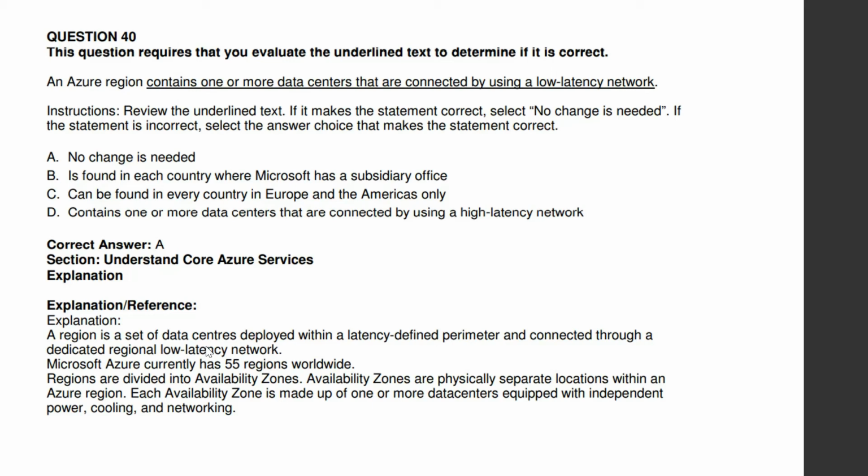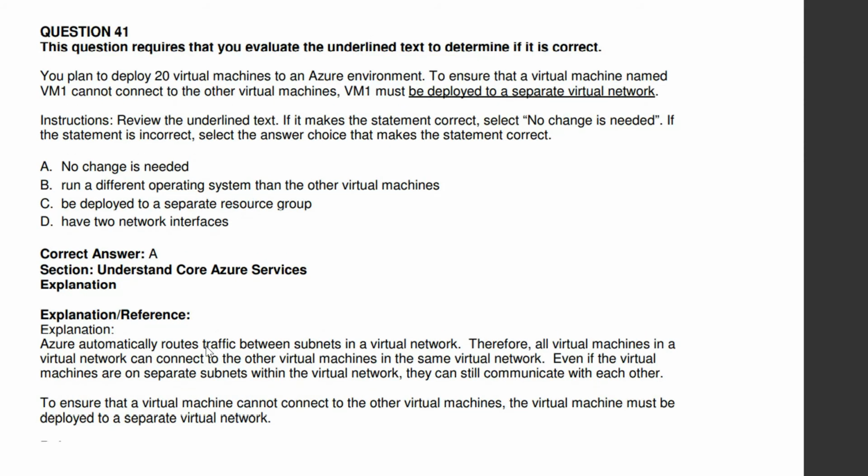Just read it out by pausing the video. Then moving to the 41st question. You plan to deploy 20 virtual machines to an Azure environment. You need to ensure that a virtual machine named VM1 cannot connect to the other virtual machines. VM1 must be deployed to a separate virtual network. So the thing is, you have to have the same configuration, but you have to deploy in another network. So the answer is yes, which means no changes required. I hope you understood the concept of this one.